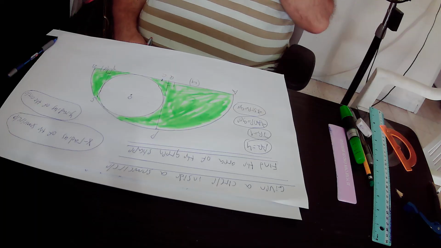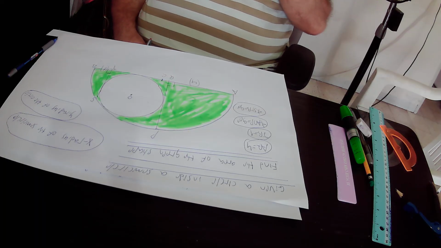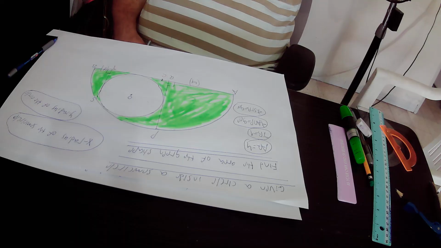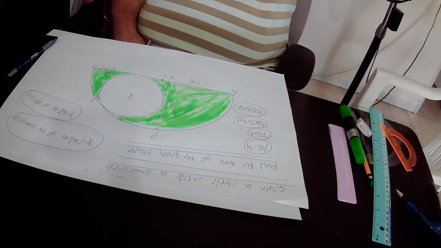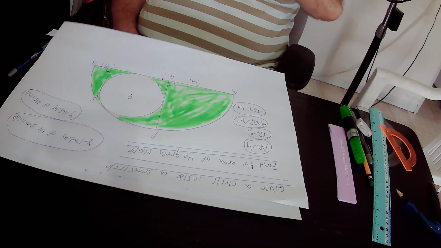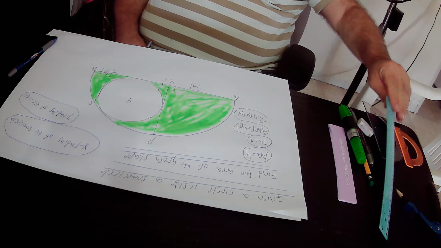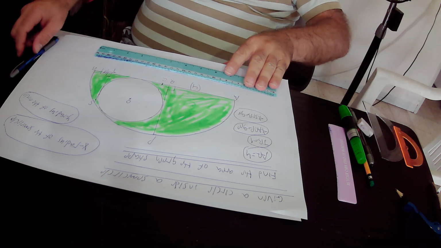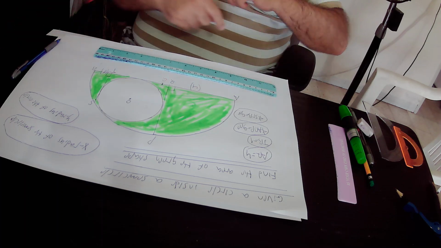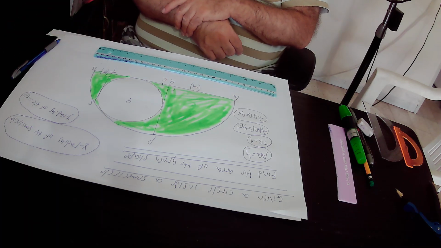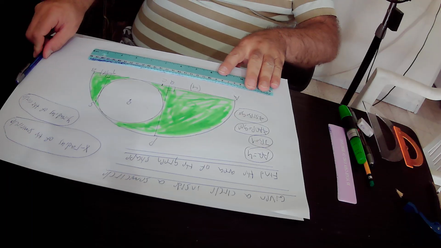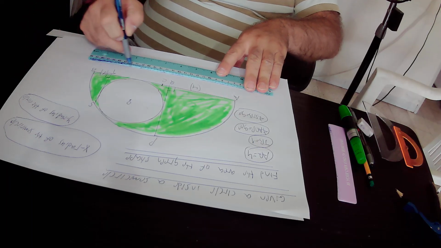If the radius of the semicircle is equal to x units in its length, it means that the diameter of the semicircle must be equal to 2x. That is to say, the diameter AB of the semicircle is equal to 2x units in its length. AB equals 2x units.